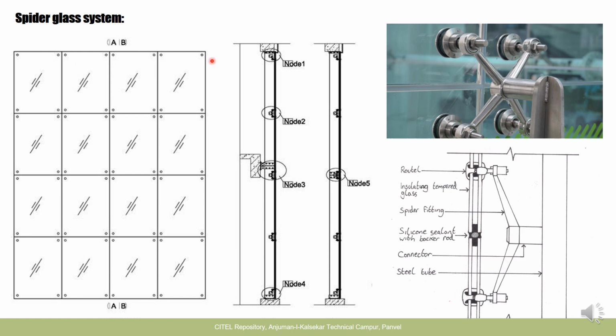Now if you look at this, this is the elevation of the facade. This is how the joinery looks and how it works. So this is the facade, then there is this steel tube, and then the connector that is attached to the steel tube. Now this is the fitting, the spider fitting.